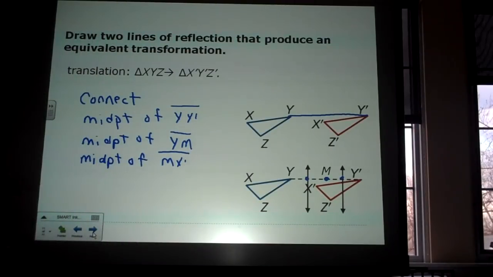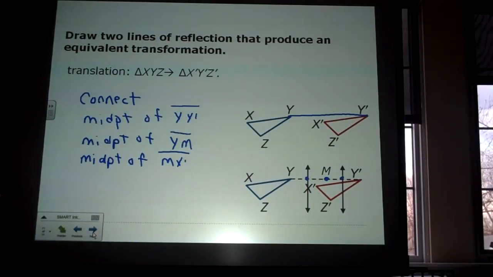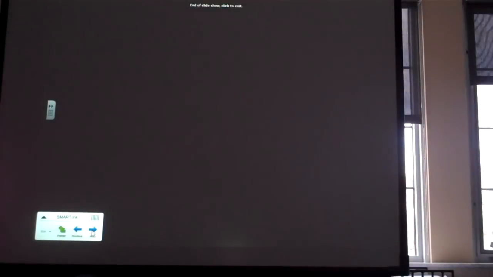So this is kind of what we did opposite. You're given the translation, and you've got to draw the two lines that are parallel. Okay, that's it, guys. Have a good one.